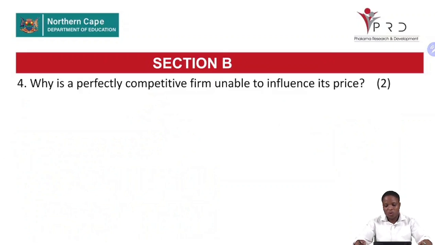Right, and then this one is a type of question that you find in 2.1.2. The 2.1.1 is the listing, giving two, and then the 2.1.2 is where you are asked to apply. Why is a perfectly competitive firm unable to influence its price? You have 2 minutes again to answer this one in a full sentence. Remember, you can't just say one word.